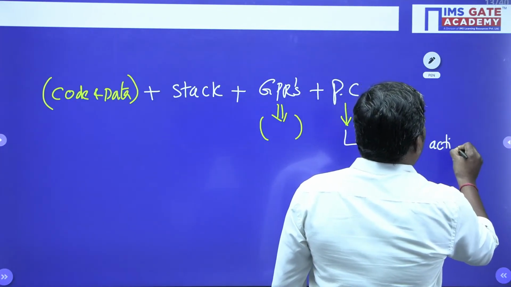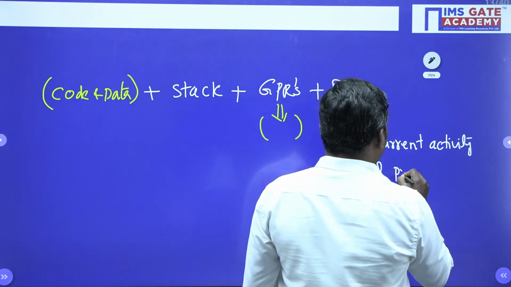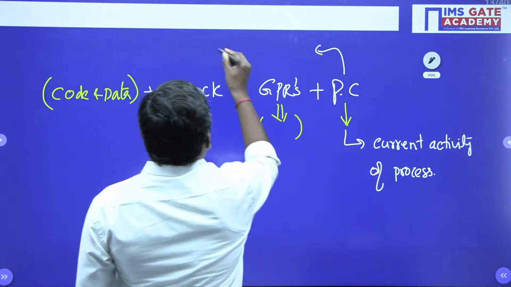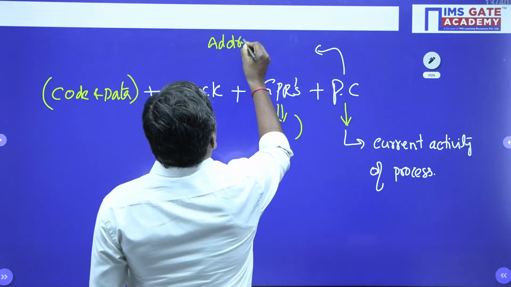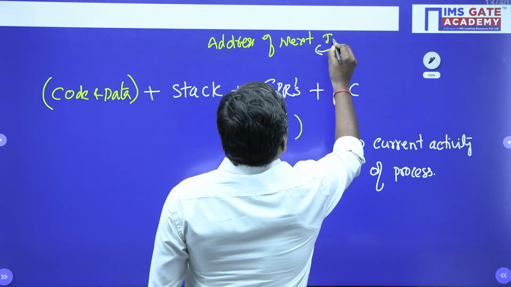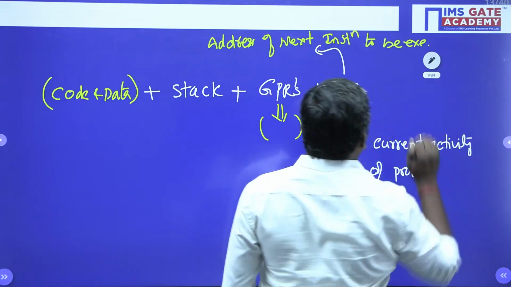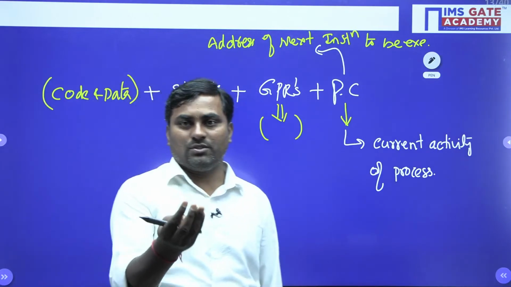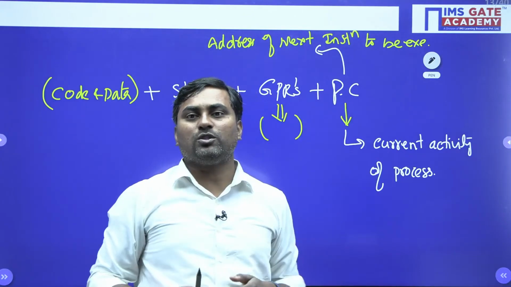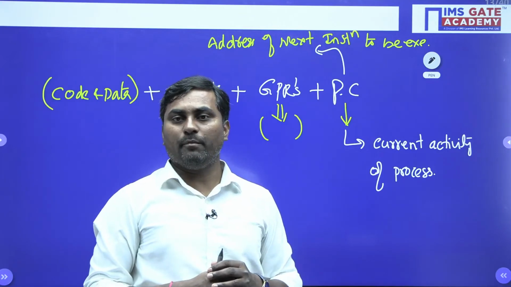So current activity of a process is defined by the program counter. Program counter contains address, right? Address of whom? Address of next instruction to be executed or not? Yes or no? Program counter contains address. What instruction is going to be executed in the sequence? That is defining current activity of the process. What process is doing right now? Yes or no? This is added. Are you getting my point?